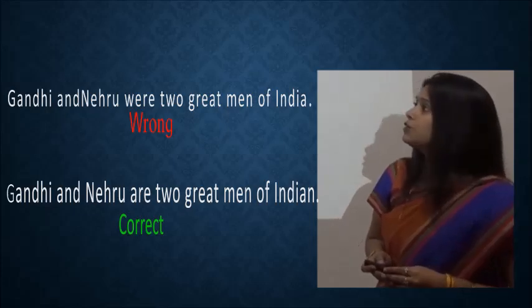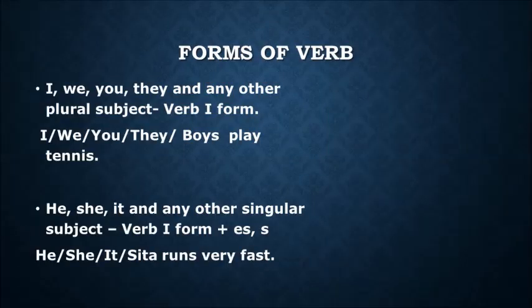So, moving on to next aspect, that is forms of verb that are used in simple present tense. As I have already told you, in this we generally use verb's first form. And what are the bifurcations? I, we, you, they, plus any other plural subject will definitely take verb's first form. For example, I, we, you, they, or boys, that is plural, play tennis. I am not putting plays over here because boys, they all are plural. Right.